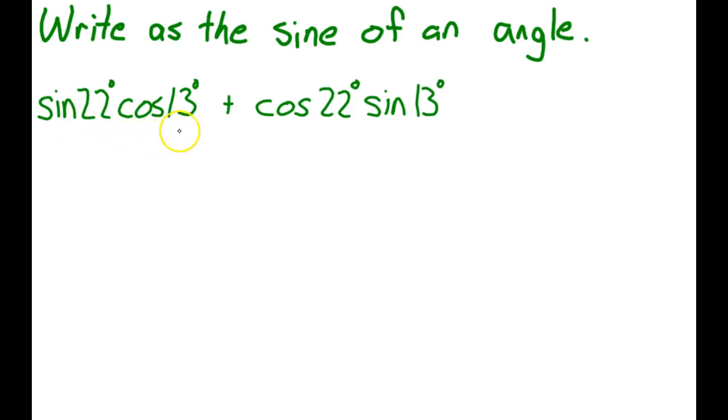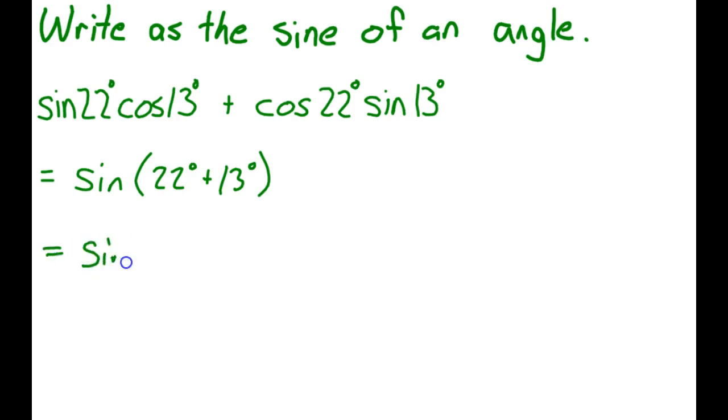So looking at your sum identity for the sine function, we can rewrite this as the sine of 22 degrees plus 13 degrees, which we could just simplify to get the sine of 22 plus 13, which is 35 degrees.